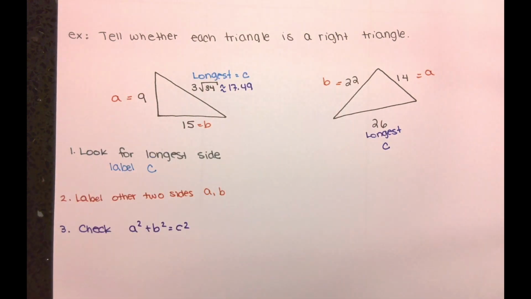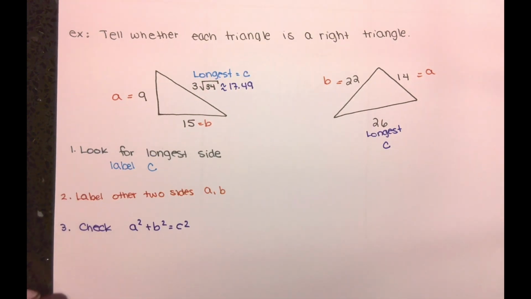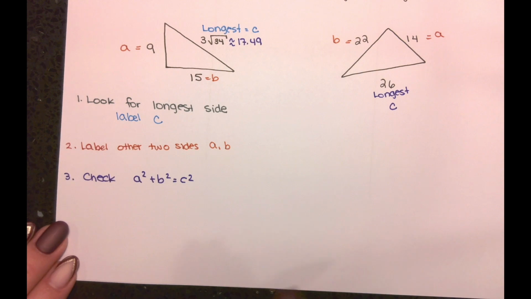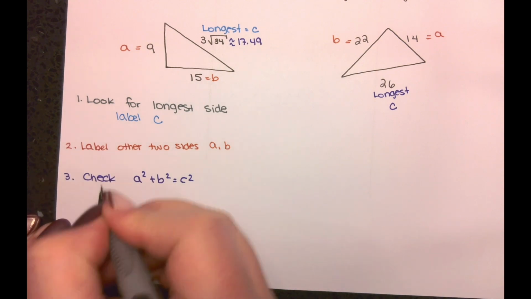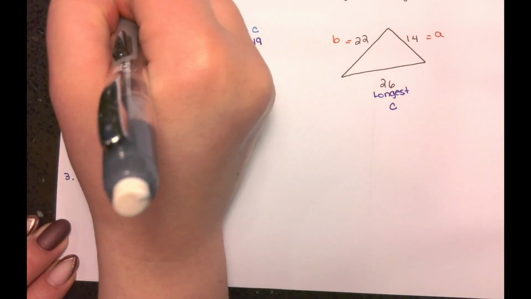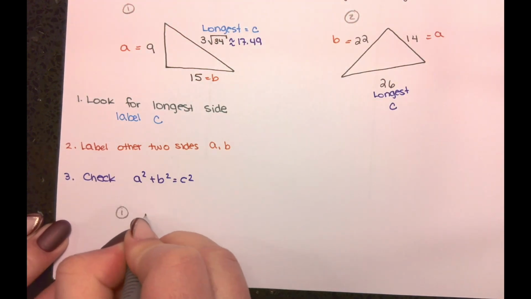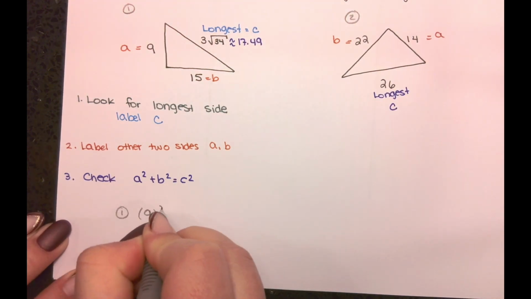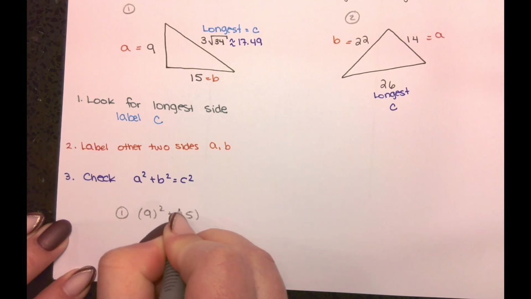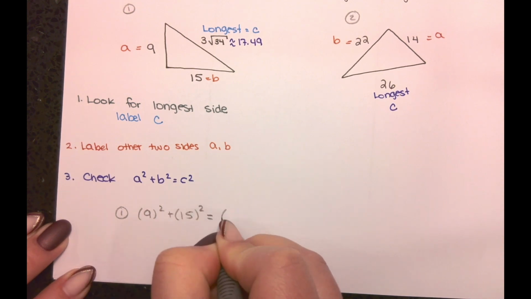So I'm going to do the first one here. So we have, let's call this, what do we want to call this? Example 1, example 2, so I don't get them mixed up. So we have 9 squared plus 15 squared. You don't have to put parentheses. I don't know why I did. Oh, yes, I do.